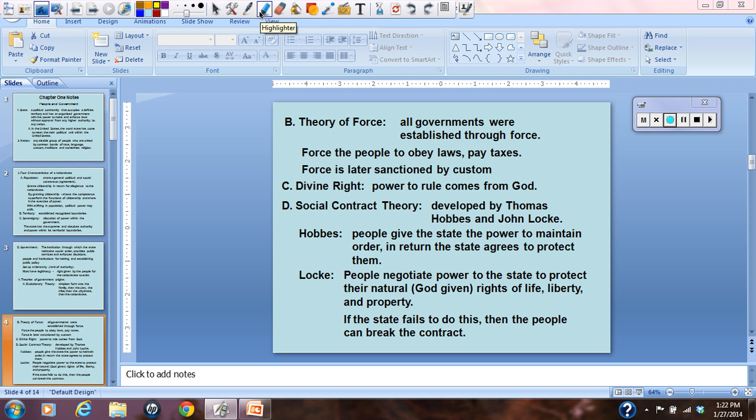All right, now, under the theory of force, it says what? That all governments were established through force. Okay, fine. Do we still use the theory of force today? Yeah. They basically how? The laws. They force you to obey the laws. And later force is sanctioned by customs. In other words, it becomes common practice to do it. In other words, we actually forget about it.